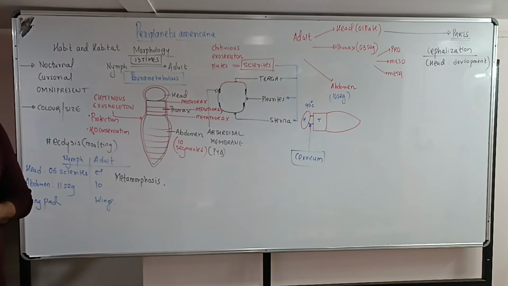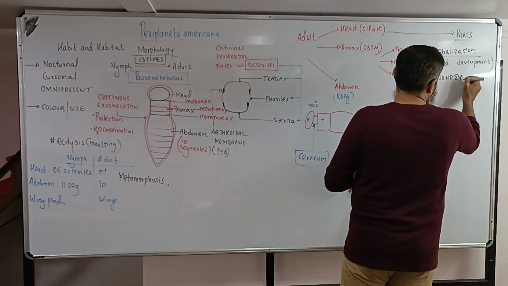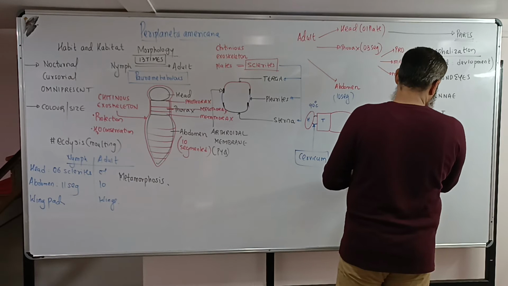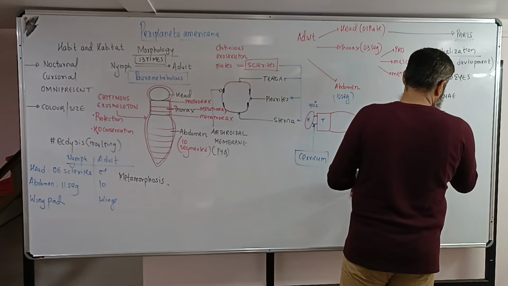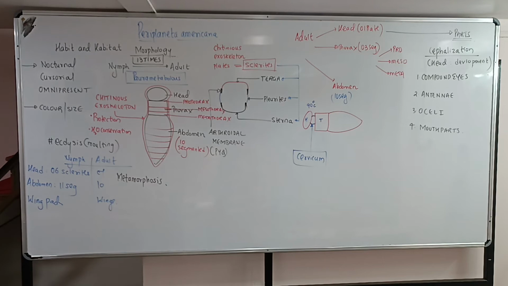So now this cephalic region will show the presence of compound eyes, antennae, ocelli, and mouth parts. Which are the parts the head shows the presence of? Compound eyes, antennae, ocelli, mouth parts. Are you with me everybody? Yes. The mouth parts are of different types.